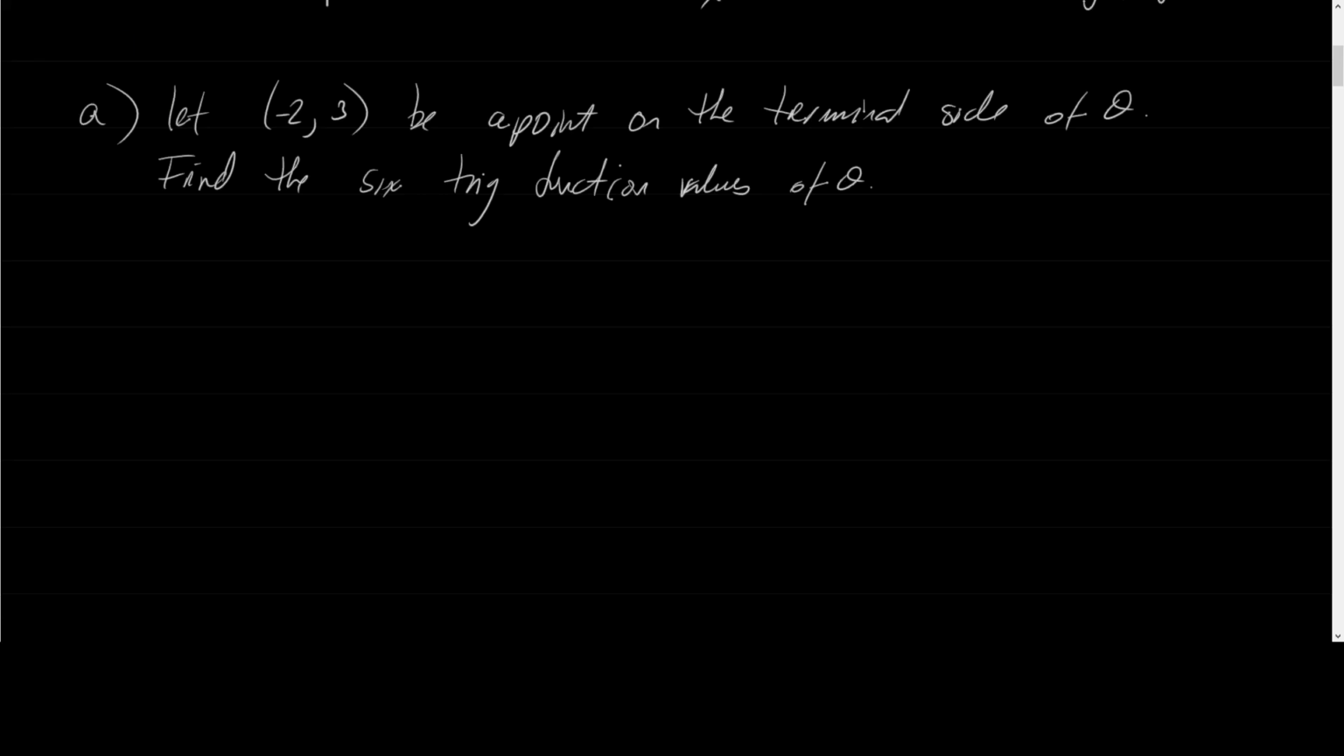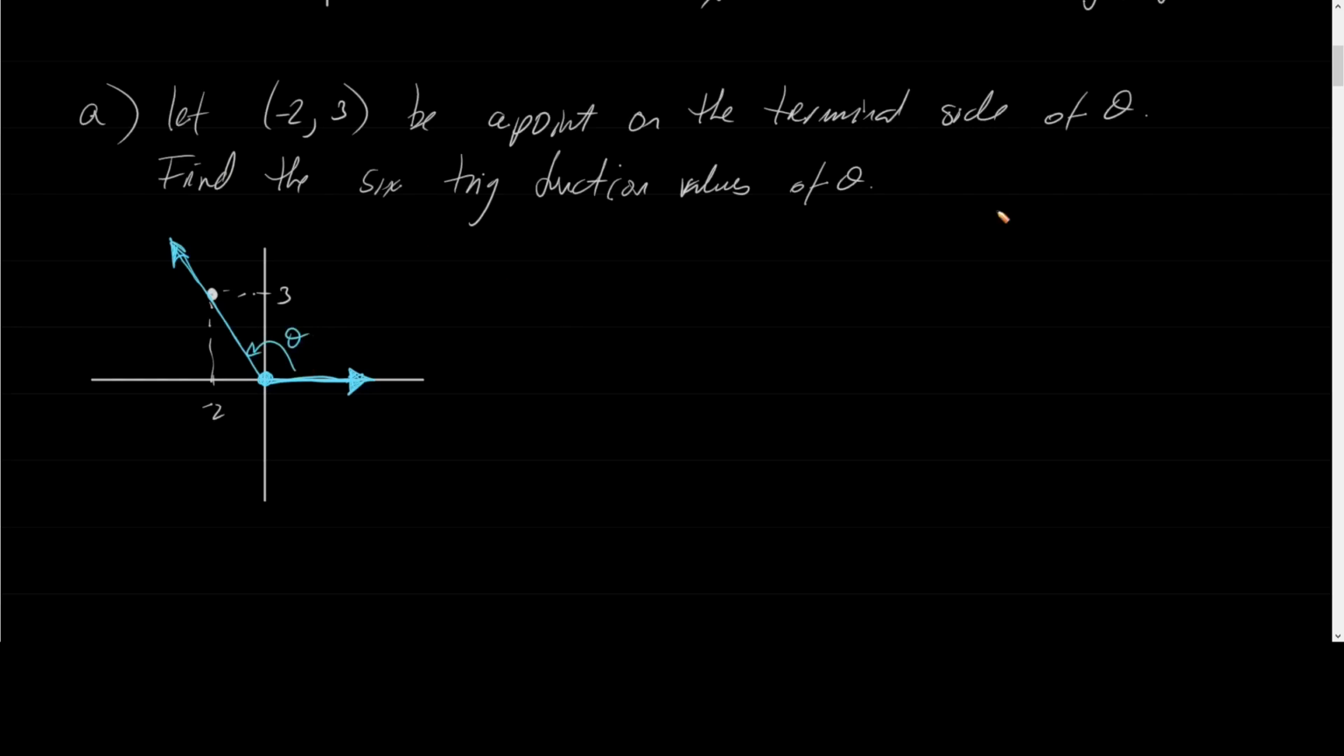Well, first, let's go ahead and sketch this point. This point is at negative 2, 3. So let's say it's something like this. Here's negative 2. Here's 3. So we have this point right there. And that point is on the terminal side of some angle theta. All right, we're assuming it's in standard position. So here's our initial side, and here is our terminal side. This right here is theta. So what we want to figure out here is all the 6 trig function values.